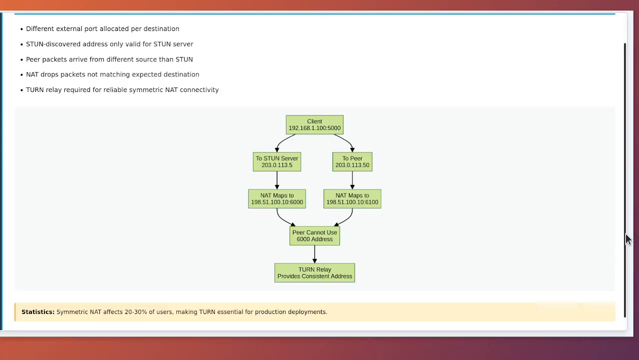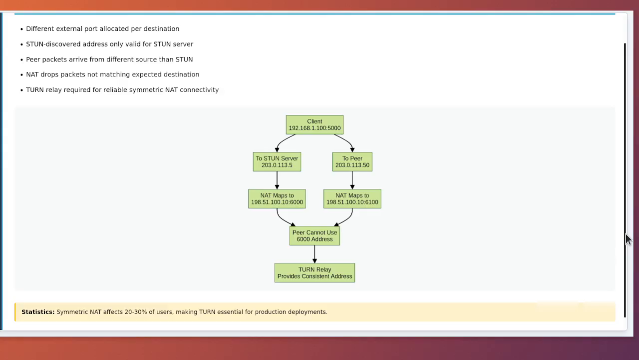When your peer tries to send packets to 198.51.100.10 port 6000, those packets arrive at your NAT from the peer's IP address, which is completely different from the STUN server's address. Your symmetric NAT looks at its mapping table and sees that port 6000 was allocated specifically for traffic with destination 203.0.113.5 port 3478. Traffic from this different source address doesn't match that mapping, so the NAT drops the packets. The peer cannot reach you at the address you discovered through STUN because that address is only valid for talking to the STUN server.